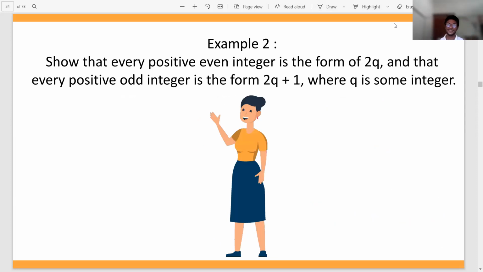Here, this is an interesting one. We have to show every positive even integer is of the form 2q, and every positive odd integer is of the form 2q plus 1, where q is some integer. Even integers are the integers which are divisible by 2, and odd integers are those which are not divisible by 2. So we'll see how we can prove it.